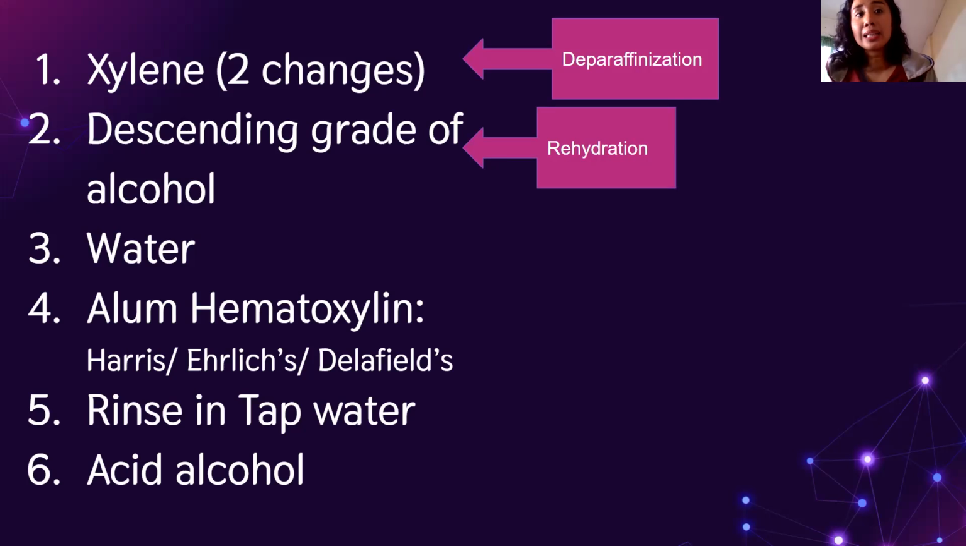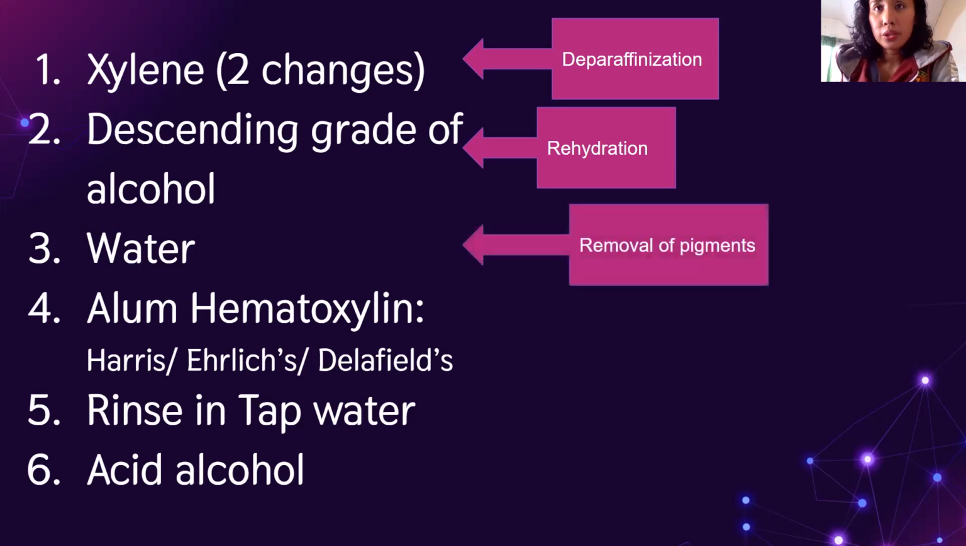Kasi yung mga stain natin, guys, may tubig siya. So that it could retain the stain, you should prepare your tissue for water. So dapat ma-hydrate. You return back the water by rehydrating it, and wash it with water. The purpose of this is for the removal of pigments, kung may naiwang pigments from the tissue processing, from alcohol, from xylene.